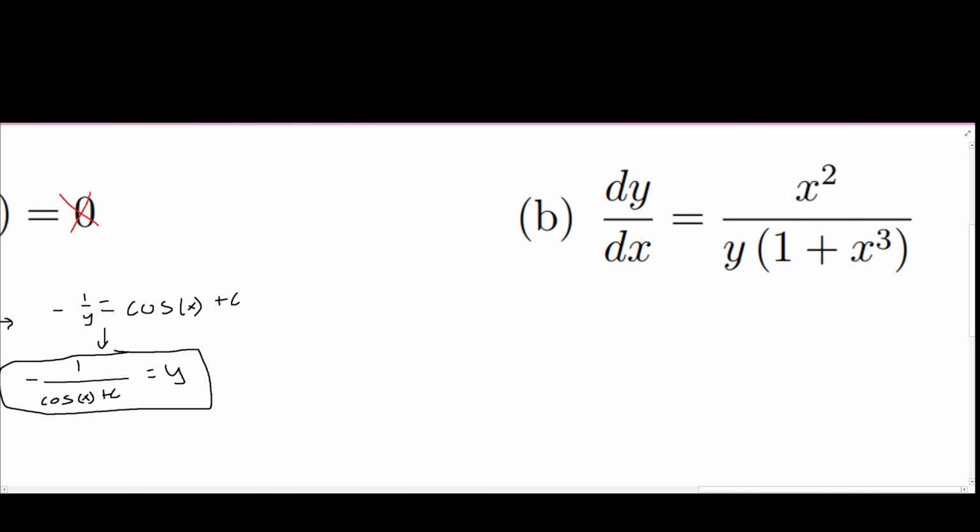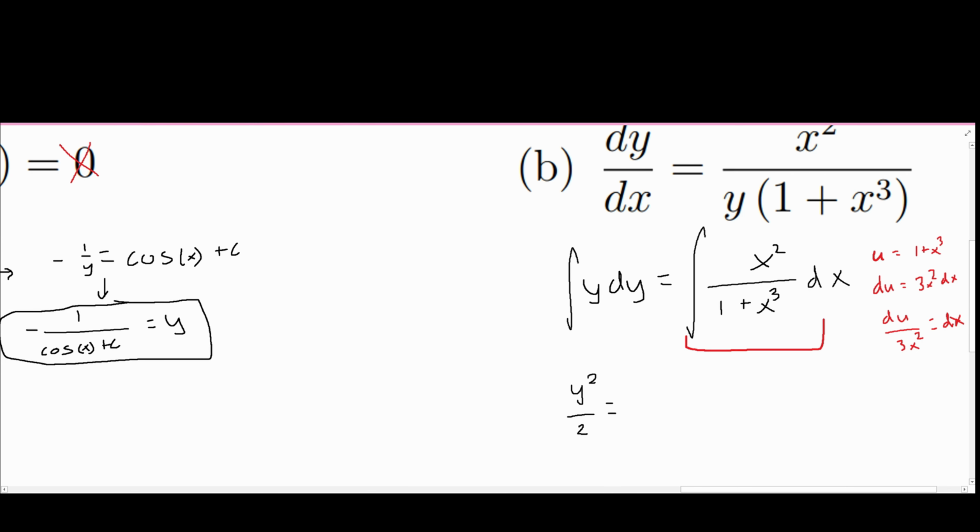Looking at b, we're going to do the same thing. After separating both sides, this is what we're left with. y dy is equal to x squared divided by 1 plus x cubed dx. From here, we are going to integrate both sides. Once we integrate the left side, we're left with y squared divided by 2. On the right side, we're going to have to make a u substitution. Setting u equal to 1 plus x cubed, we can use that to finish the integration.